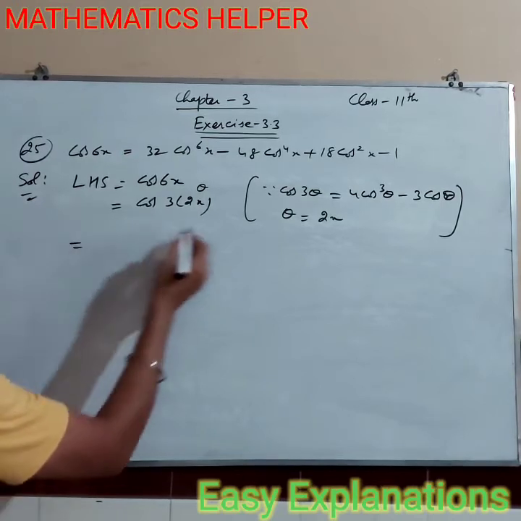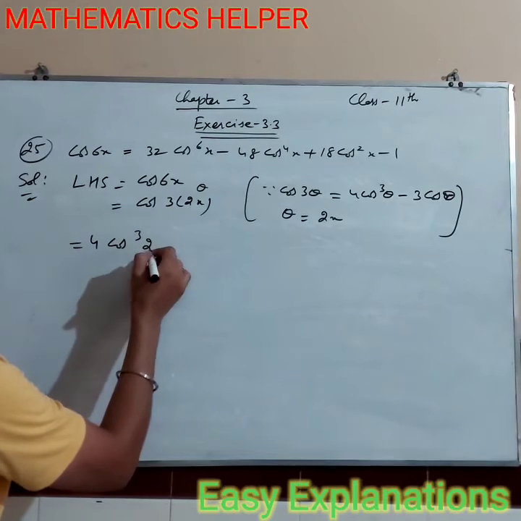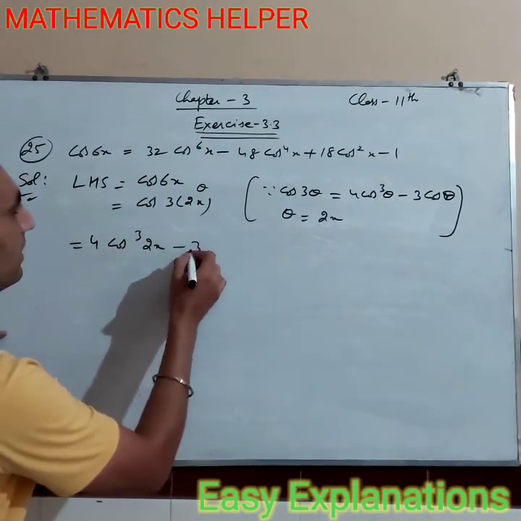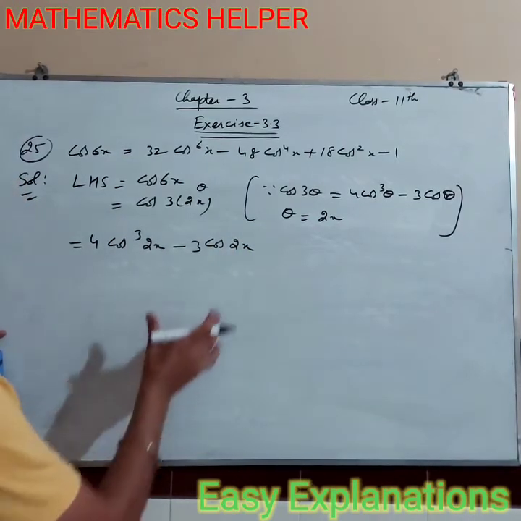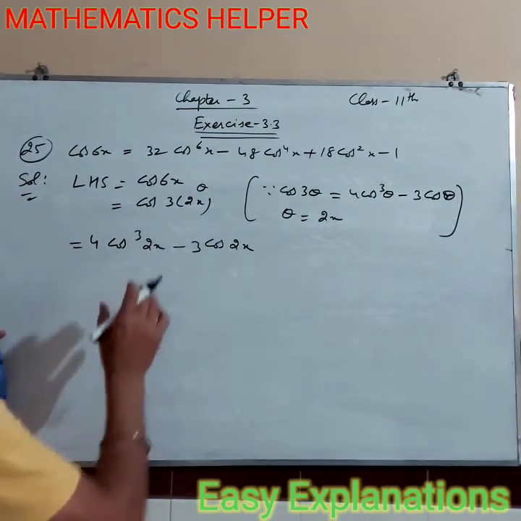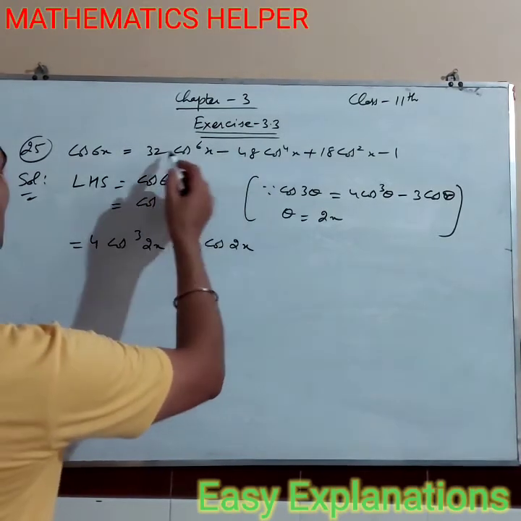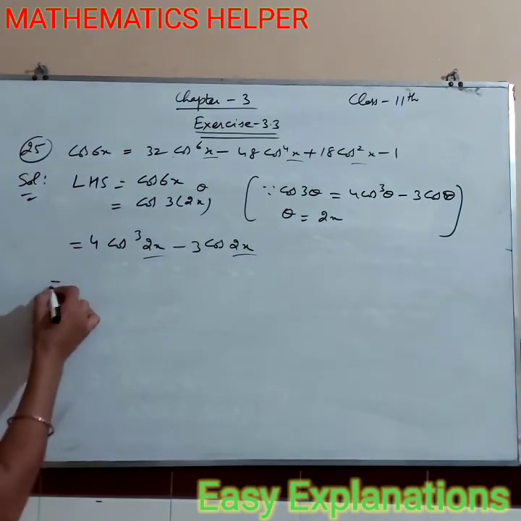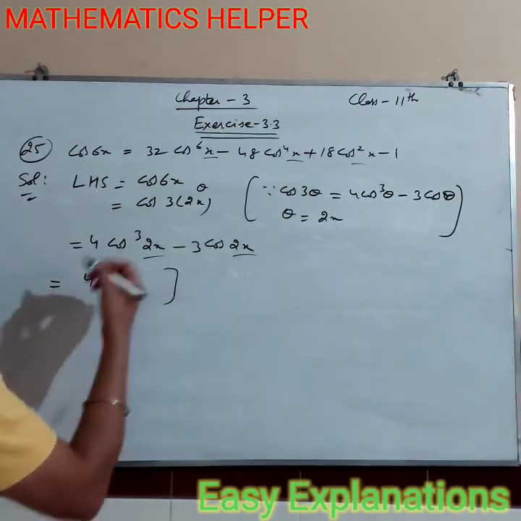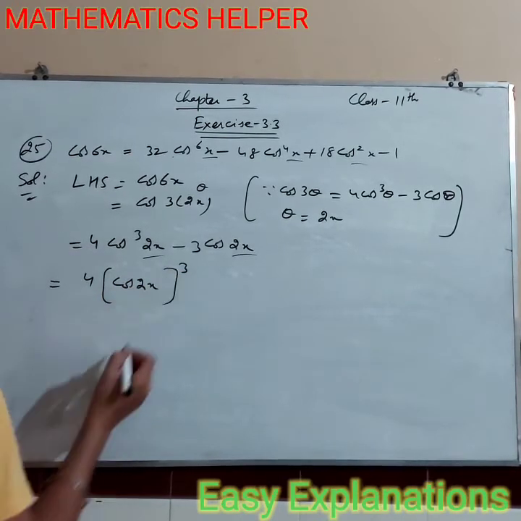So we have 4 cos cube theta means 2x. Further, minus 3 cos theta, theta means cos 2x. So we have this kind of situation now. Further, we can continue our calculation. As you know, they all the values, they are in x only. Here we have 2x, 2x. So we have to proceed further by writing some other value in place of these. So I am writing cos 2x raised to power 3 outside.